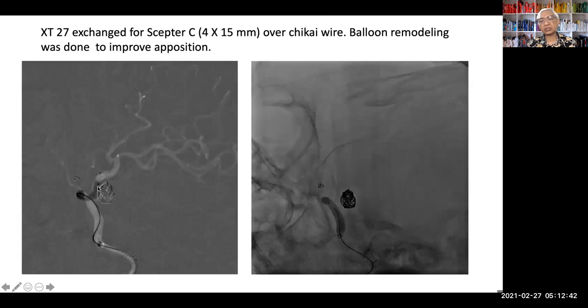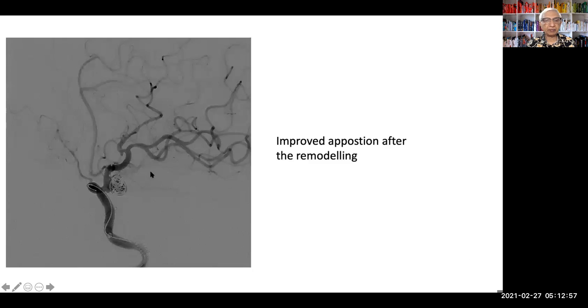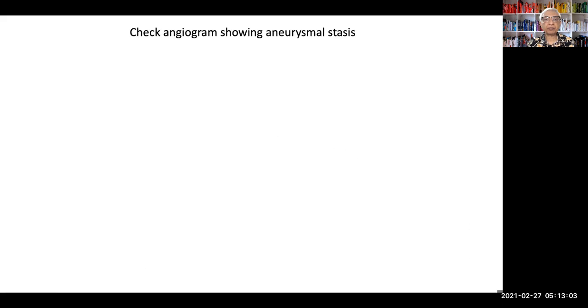So we took a balloon. This is a 4 millimeter balloon. We actually used the Scepter C because it runs over the wire, and in case we had any problems, we did not want to have the wire slipping out. And at the end of it, we get better position. It's still not flawless, but it's close to what we ideally wanted, and we are happy with this.